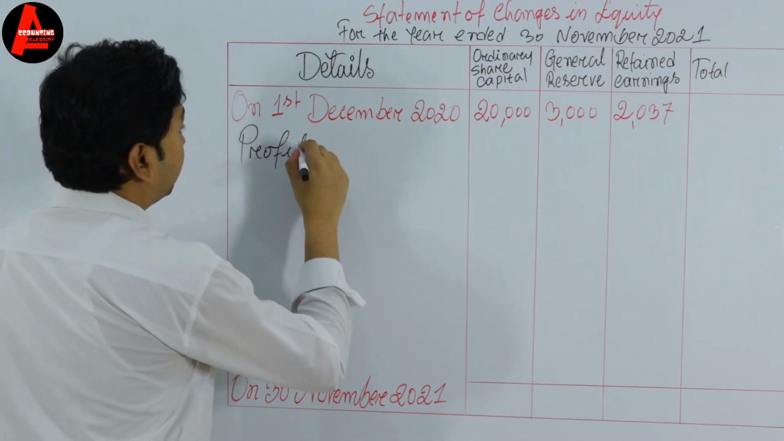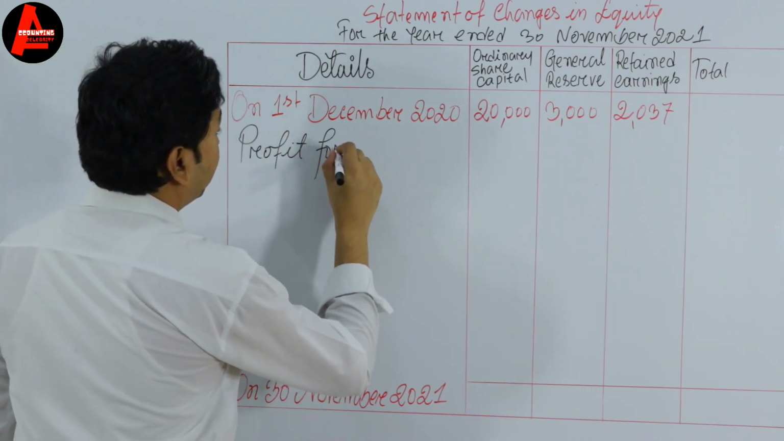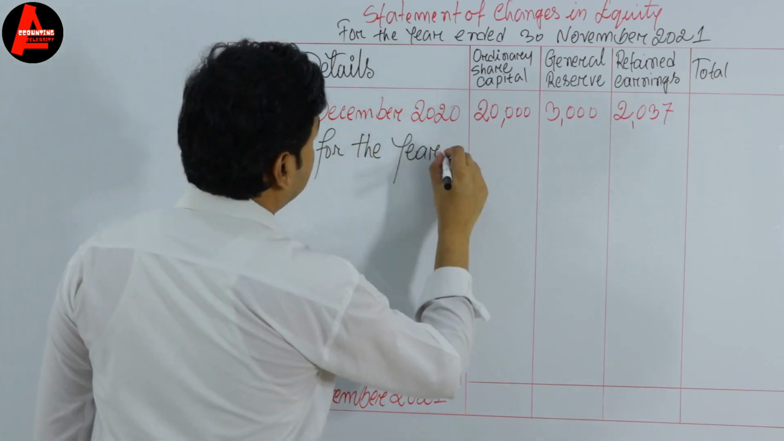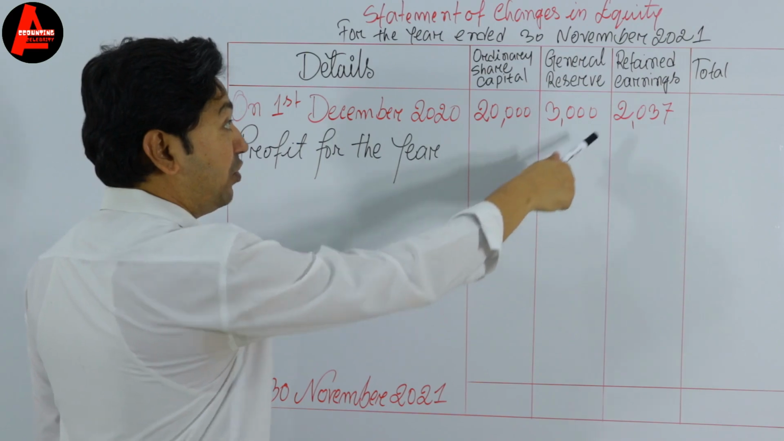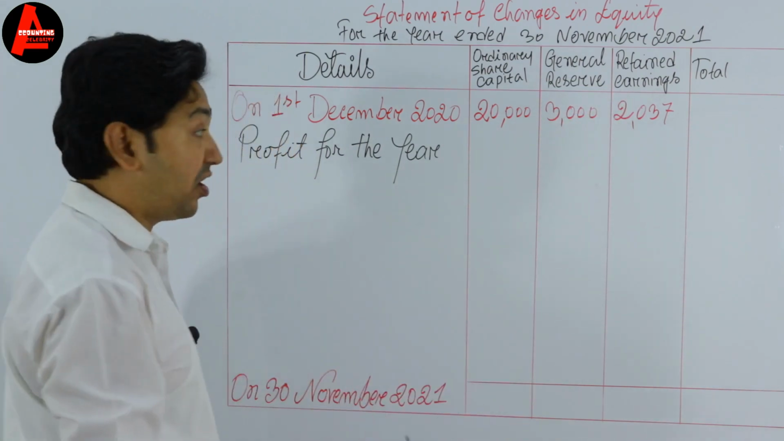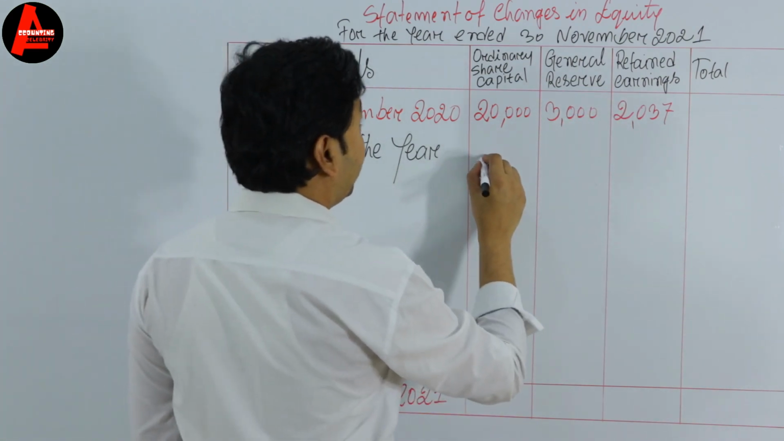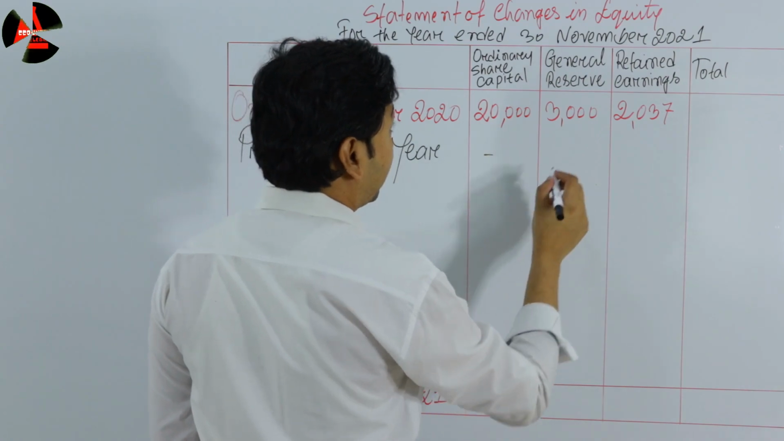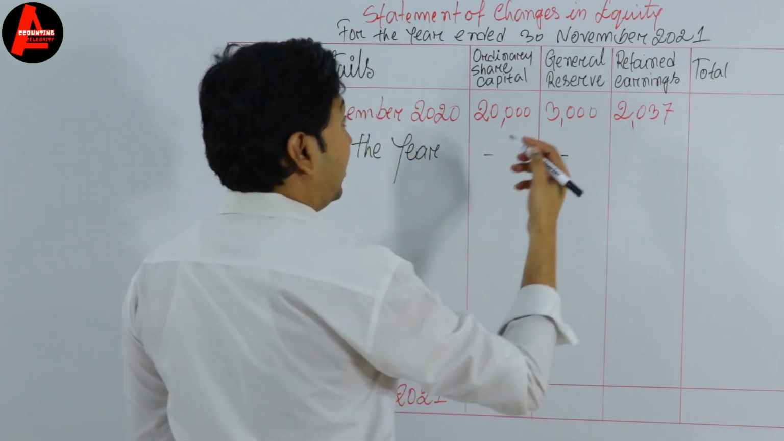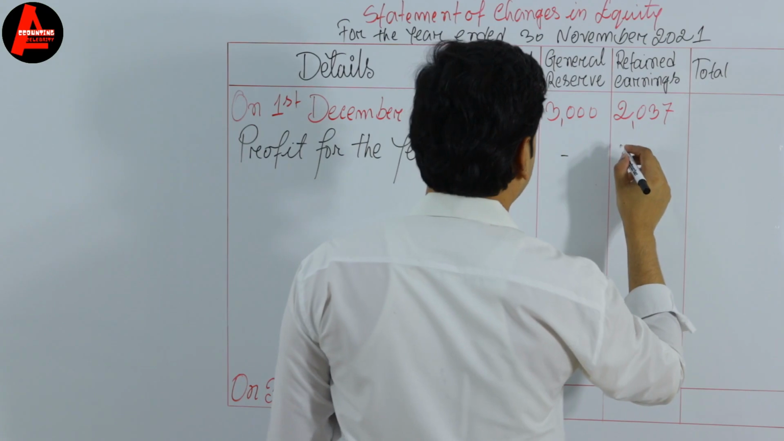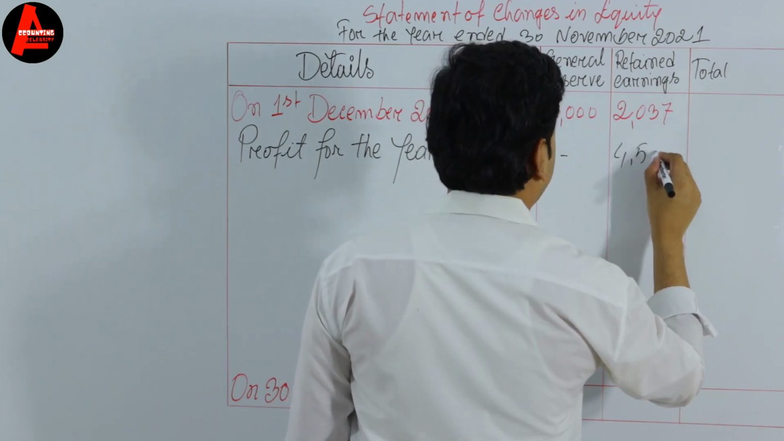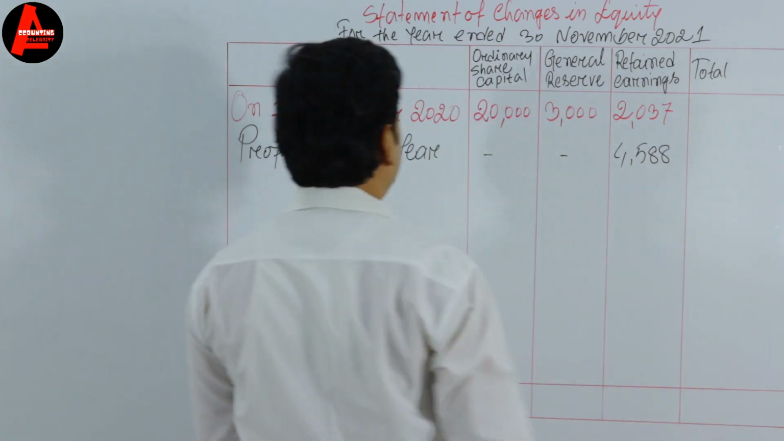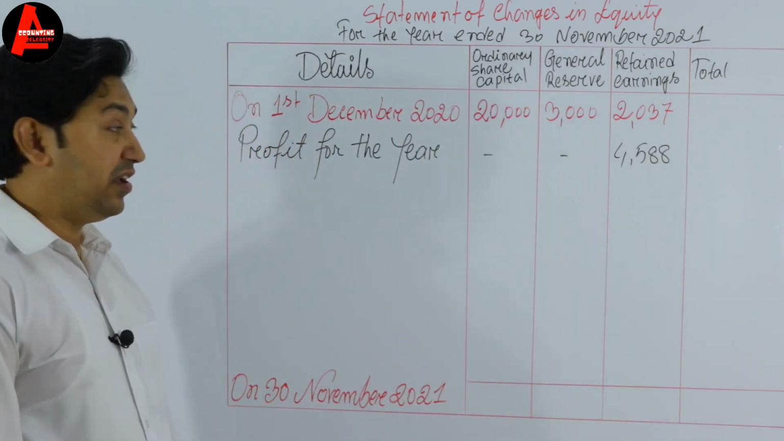Profit for the year. So we will not write here in this column, not even here. We will write here in the retained earnings column. Okay, so this is not relevant here to the share capital column, even general reserve column. Okay, retained earnings column. Okay, so here we calculated $4,588. Okay, this is the profit for the year.